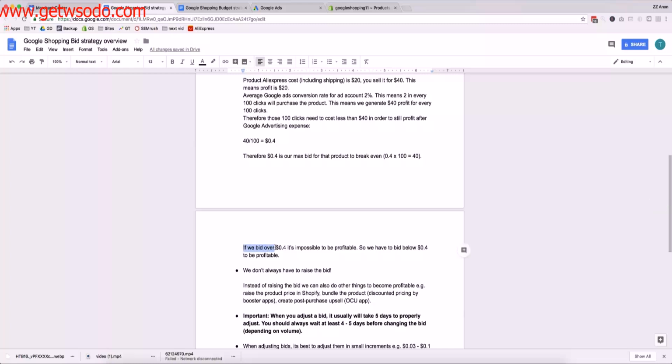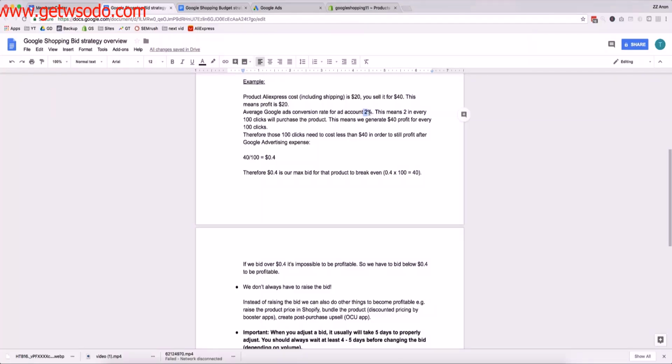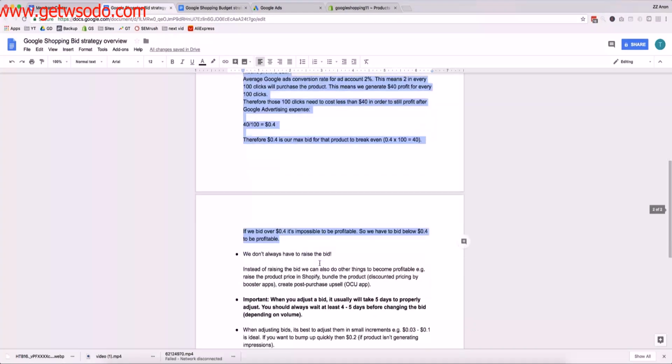If we decide to increase our bid over 40 cents, for example to 50 cents, then it's impossible to be profitable given the conversion rate. If this conversion rate was higher, then we can become profitable. The way to increase conversion rate is by optimizing your product feed, titles, getting better quality images, building out the description. But coming back to here, we have to bid below 40 cents to be profitable. If our bid was set at 30 cents, we'd be profitable, we'd be making money. So that is an overview of how Google Ads is just a numbers game. You just got to find the sweet spot where you're profitable with your bid.